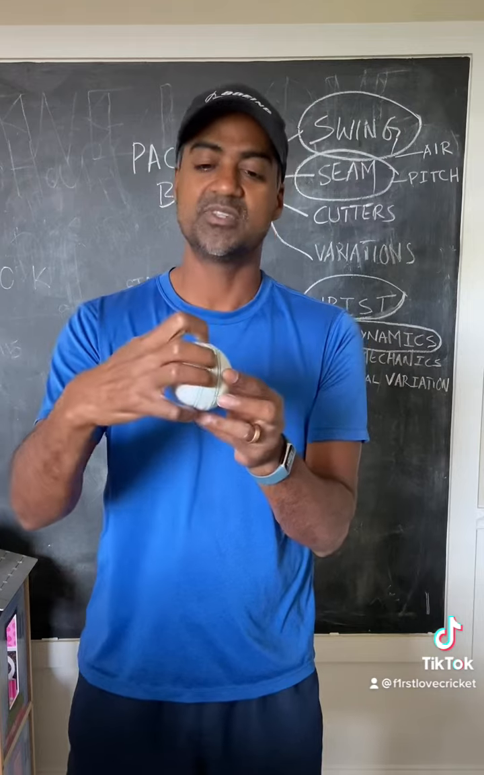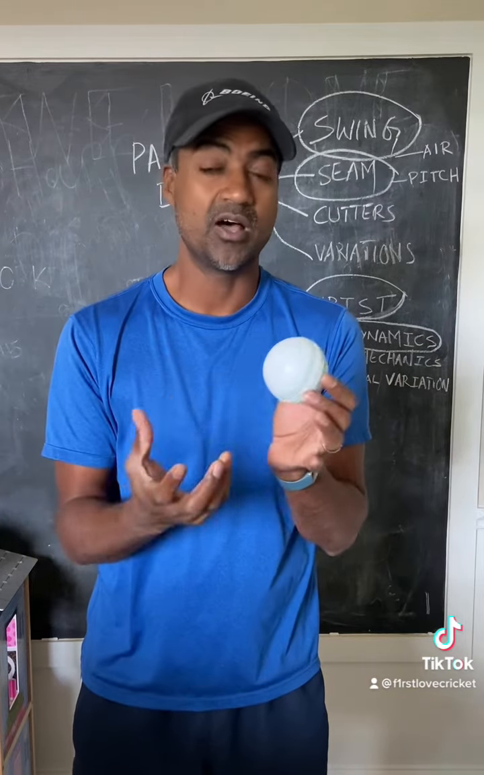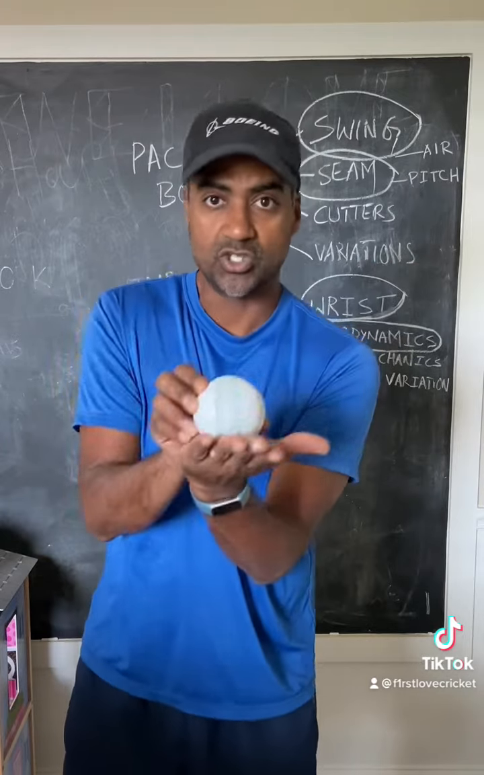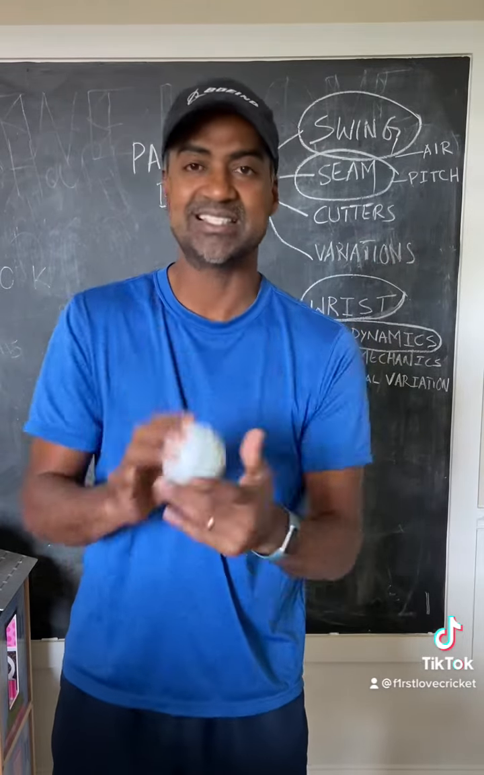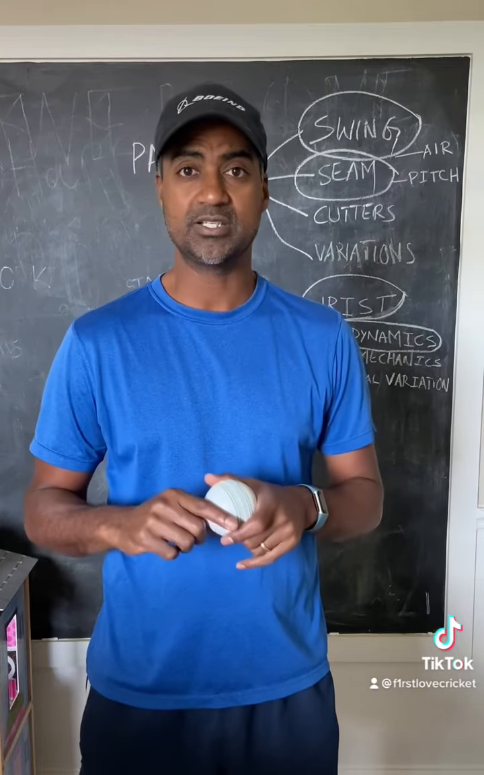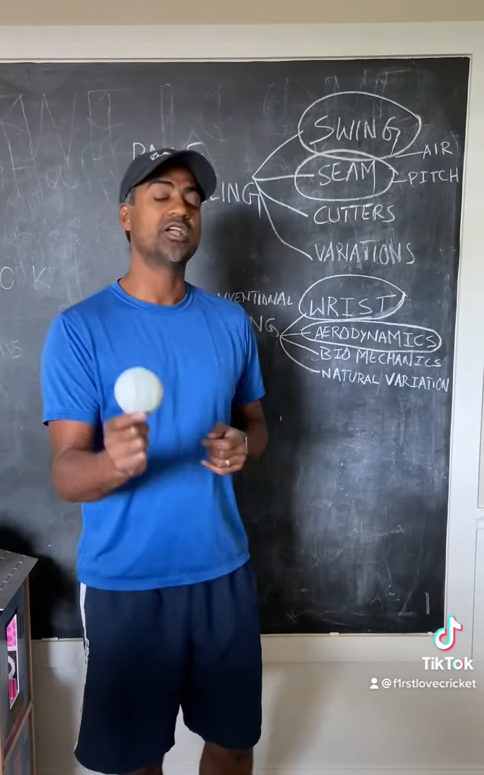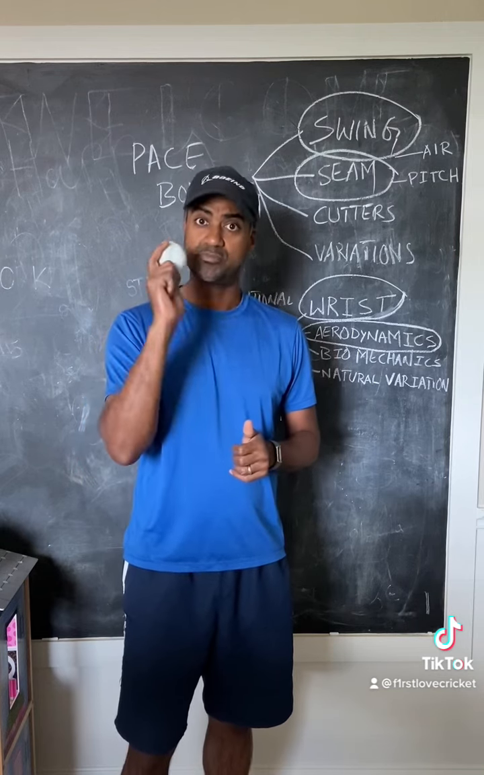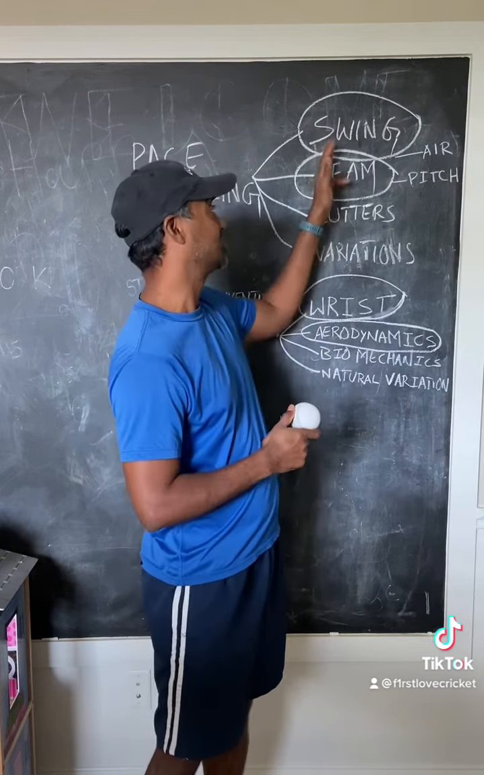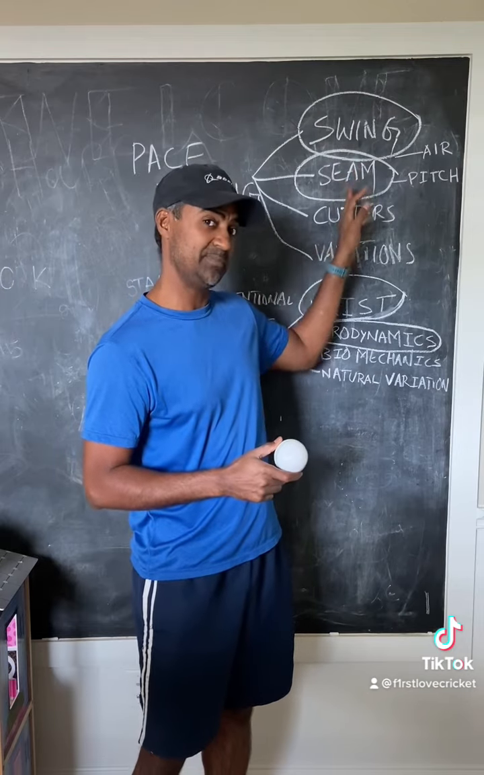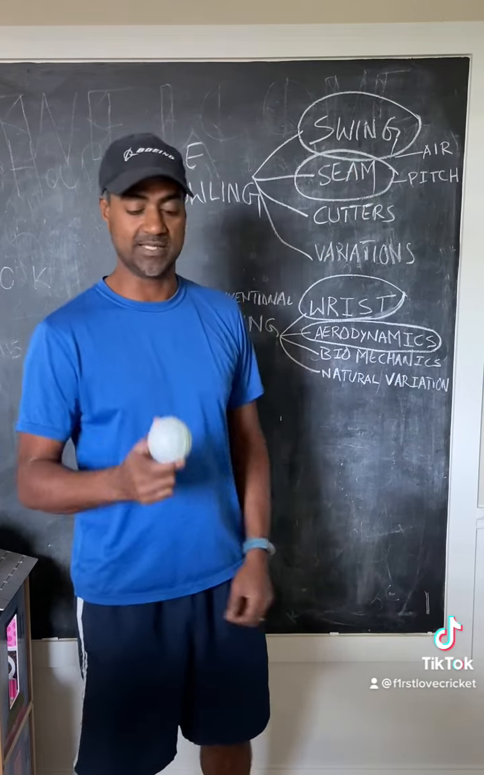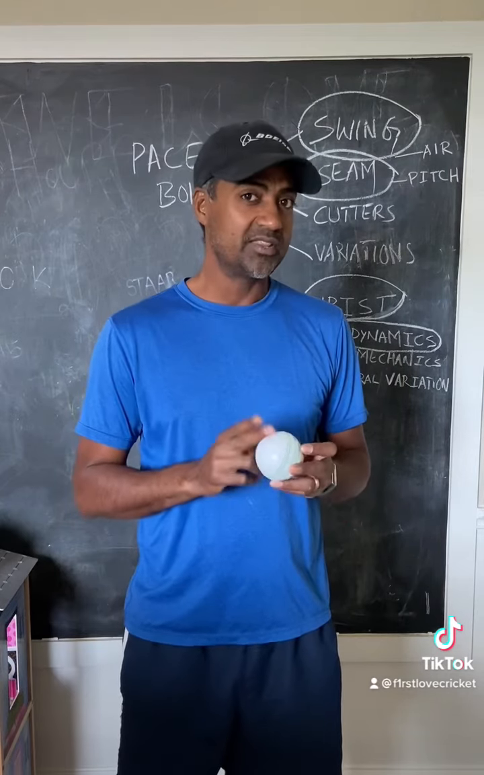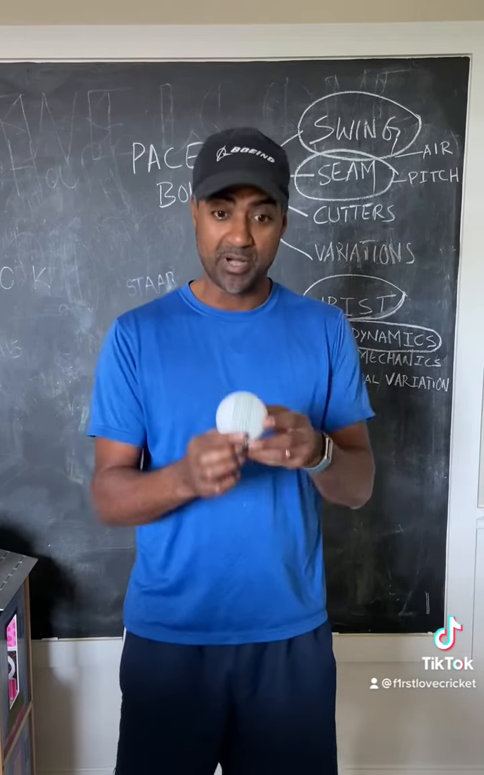When it lands on the seam, this seam acts like the tread on a tire that grips the surface and changes direction this way or that way depending on how you point the seam. And that's seam movement. So when you see the ball moving off the pitch, don't think of that as a swing, right? The technique of how to get the swing is the same as seam, but off the pitch movement is seam movement.